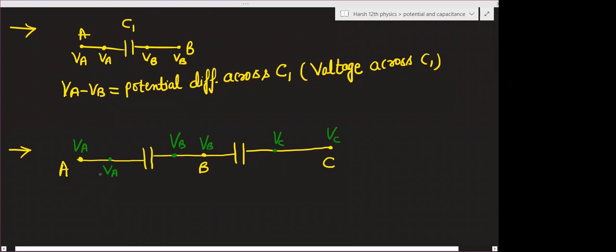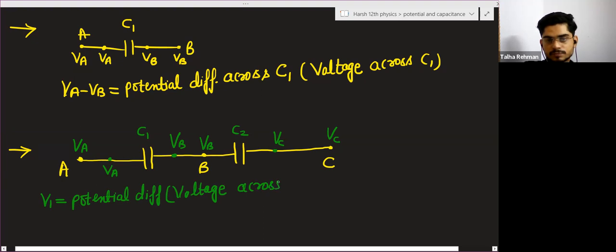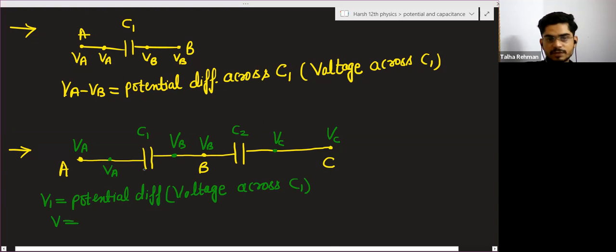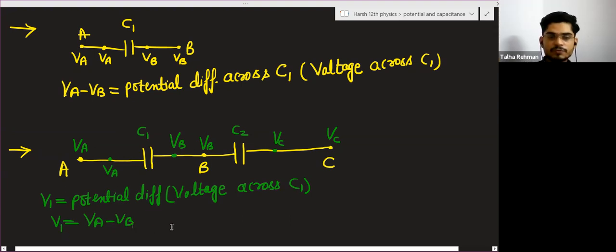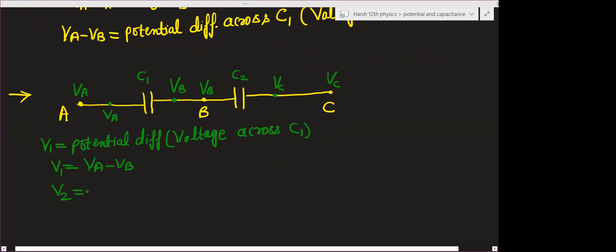If I want to calculate the potential difference across, I am writing now: this is C1, this is C2. I am writing V1 as potential difference or voltage across C1. What is the value of V1? VA minus VB. And what is the value of V2? Potential across C2, VB minus VC. Very good.